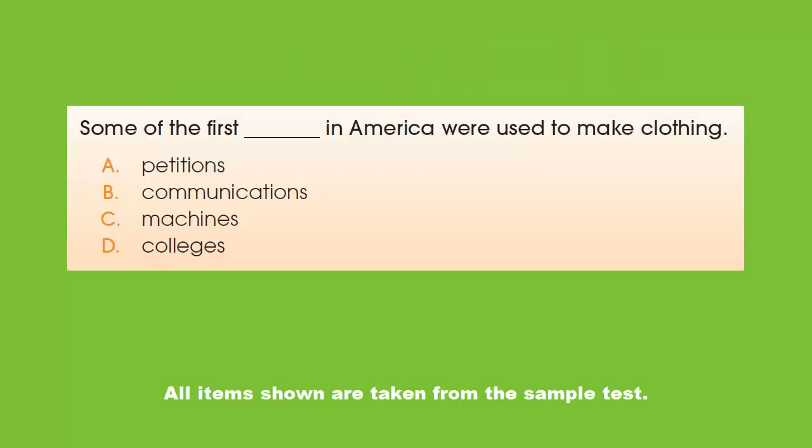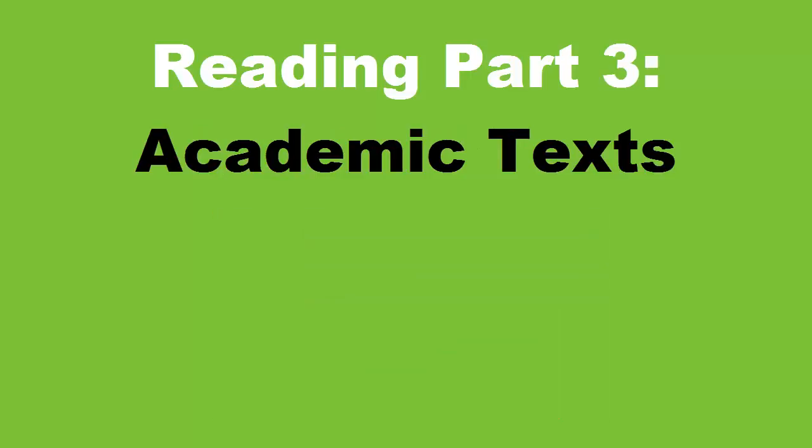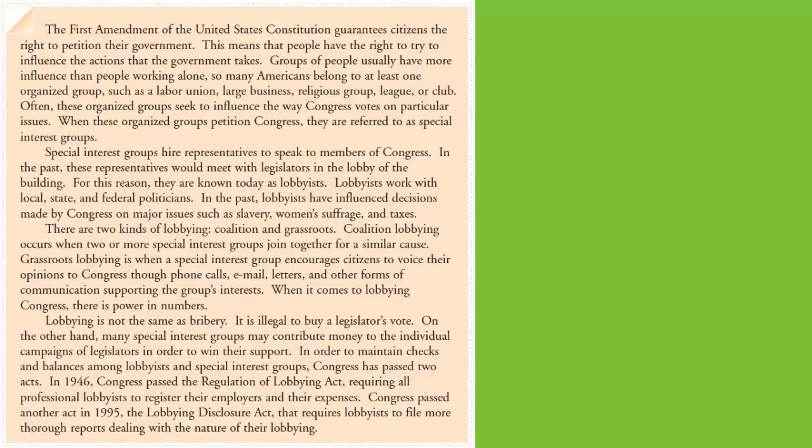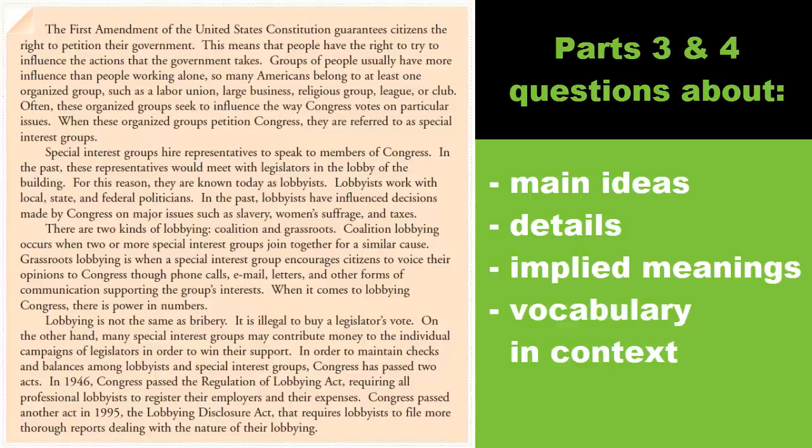The reading section has 3 parts. Part 1 is academic vocabulary. Students see a number of gapped sentences. They choose the word that completes the sentence meaningfully from 4 options. Part 2 is reading a graph and answering questions about it. Part 3 has academic texts and questions related to them. The questions about graphs and texts require students to understand main ideas, details, implied meanings, and vocabulary in context.